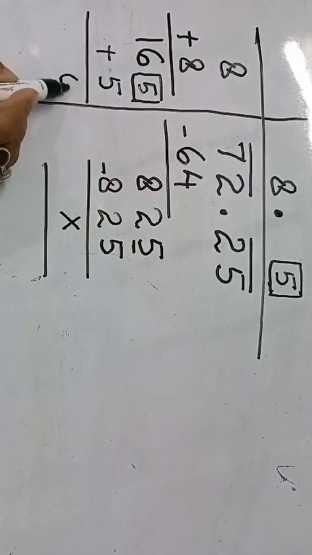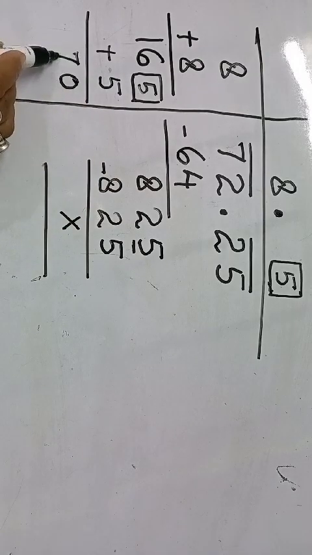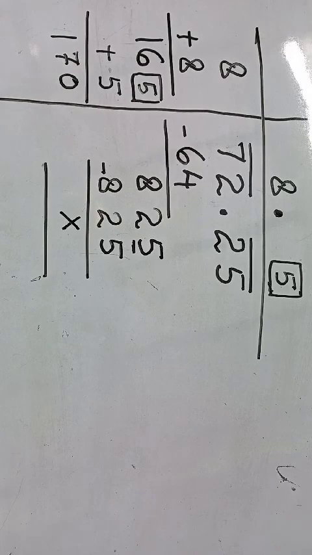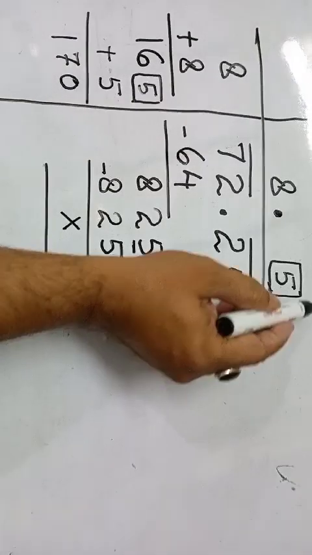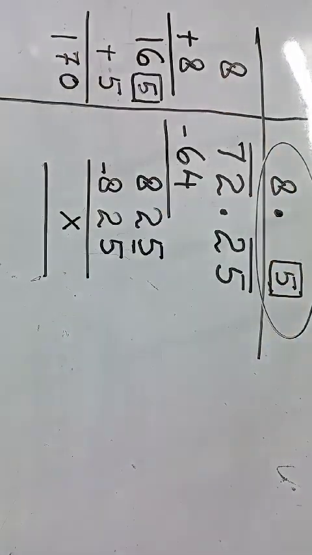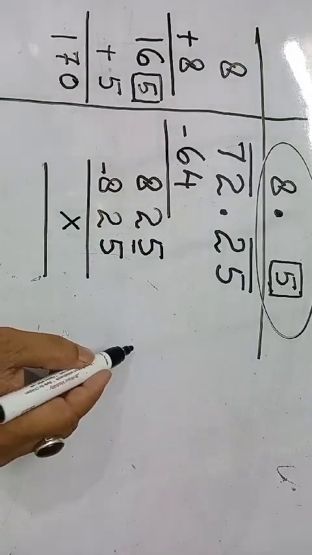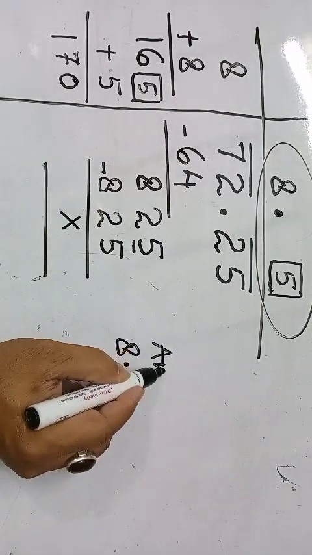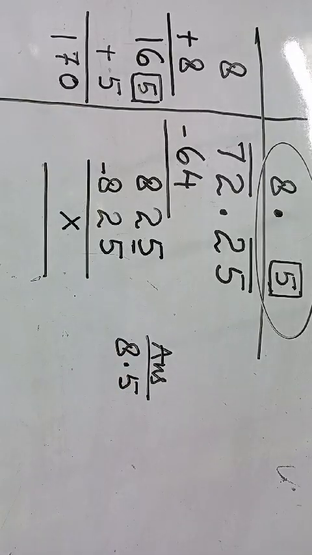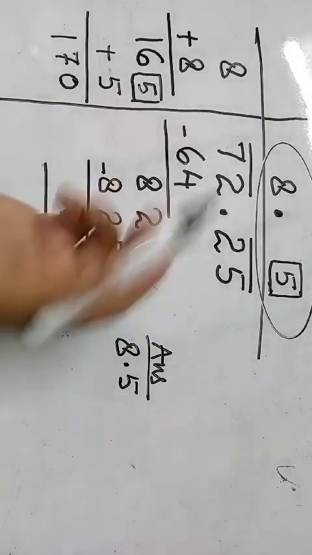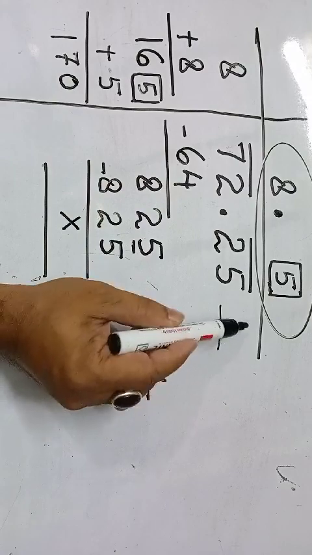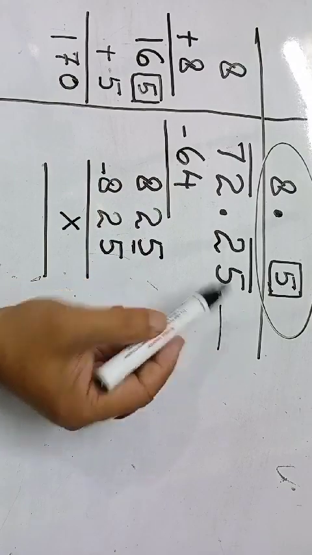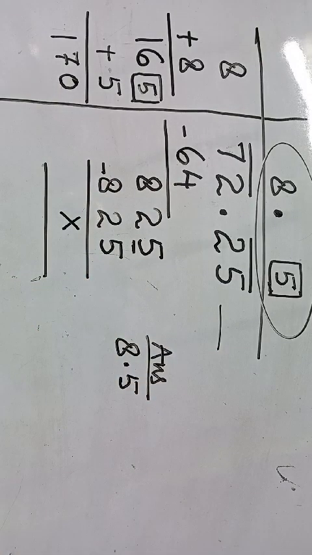so 5 and 5 after addition will give you 10, carry 1, 6 and 1 is 7, so you get this as the answer. So what is your square root of 72.25? It is 8.5. So that is your answer, okay? So this is the way you will use, and naturally you can have more digits here, you can have 2 more digits here, and so on and so forth, okay? So that is the idea.